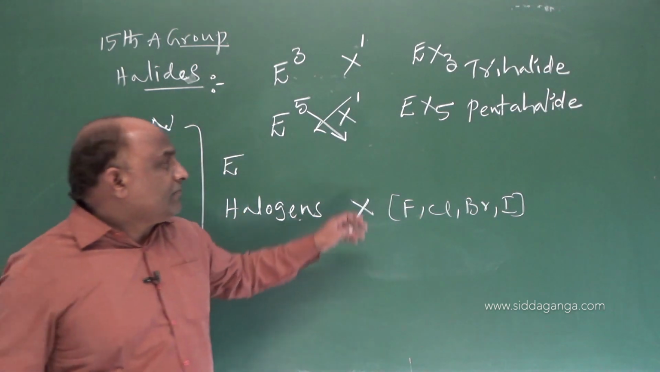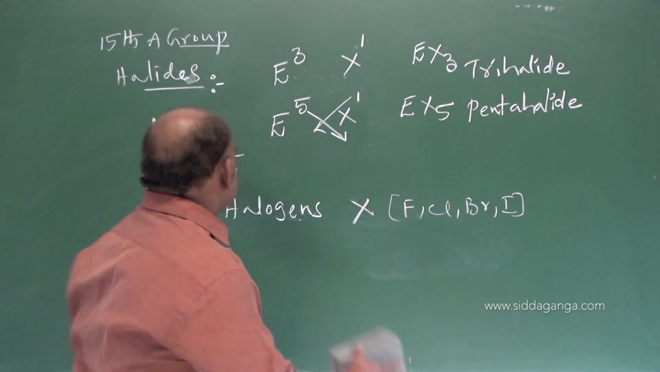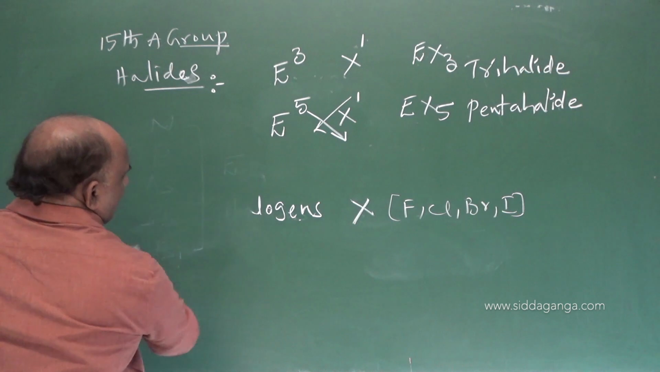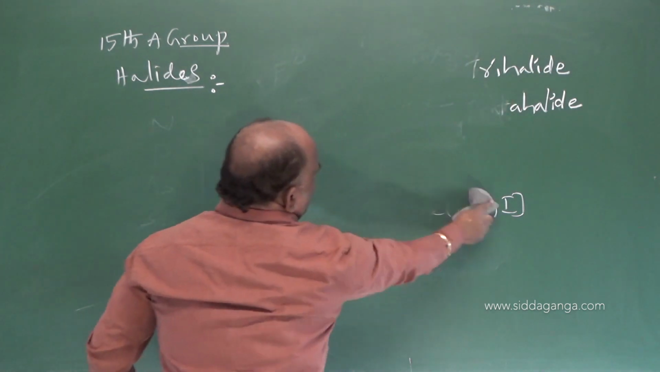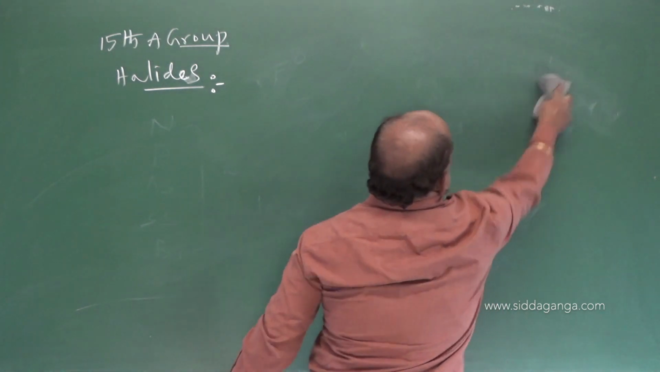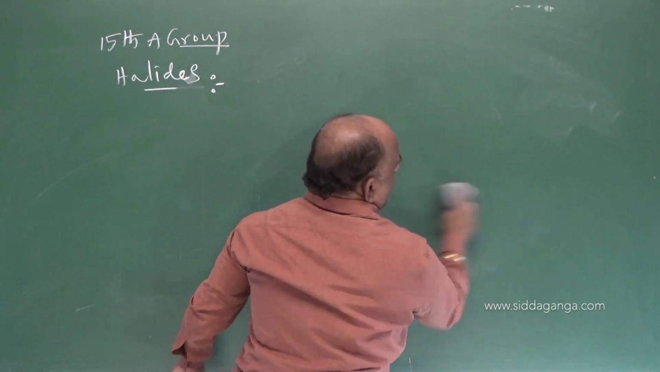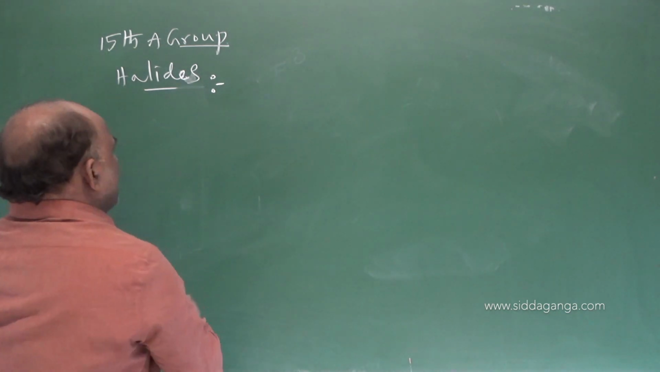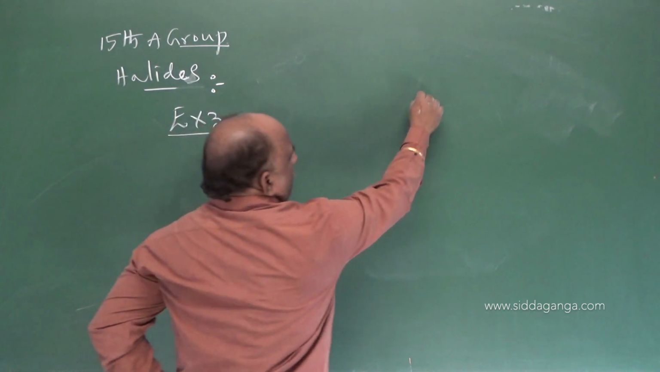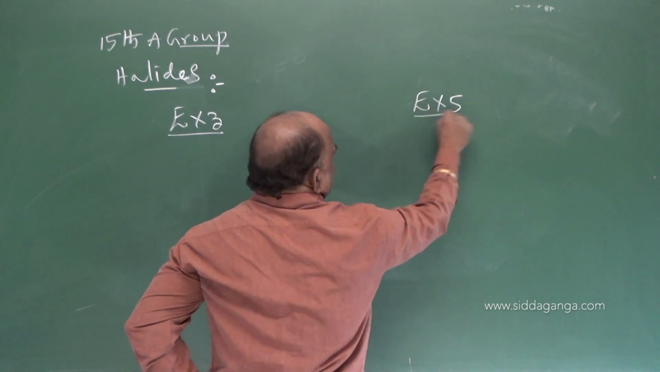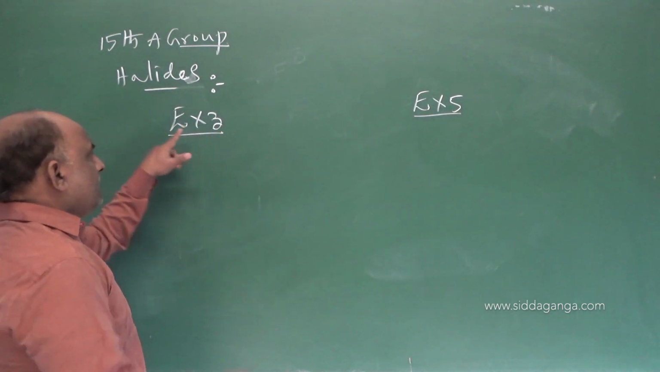So here there are two types of halides, EX3 halides and EX5 halides. Let us discuss the importance of these types of halides. Type 1 is EX3, type 2 is EX5. Some important points regarding these types of halides.